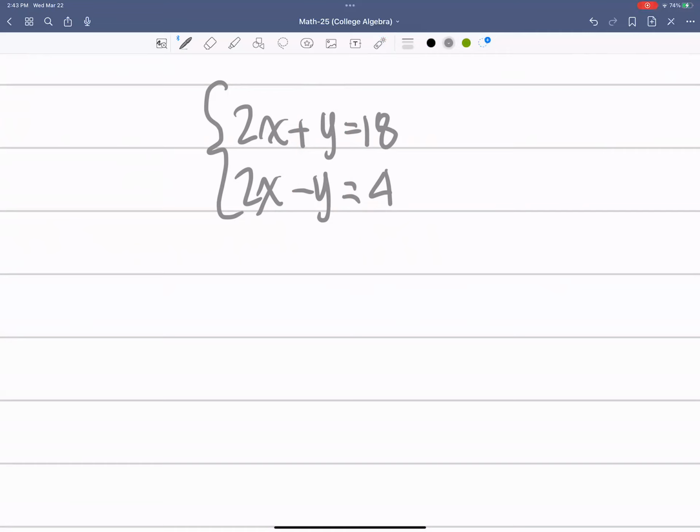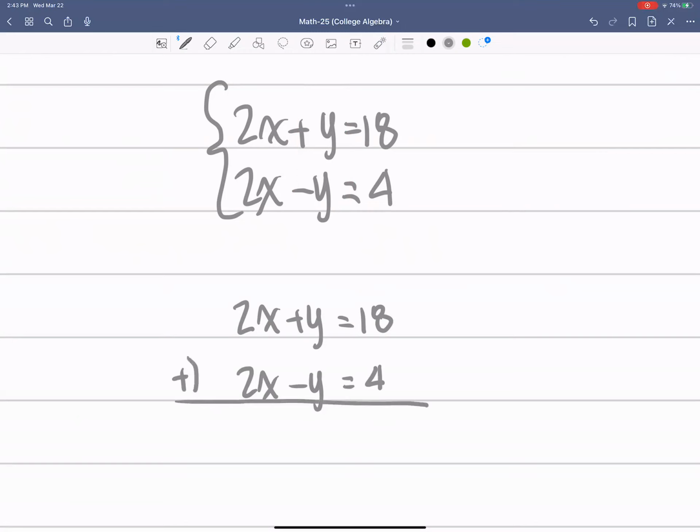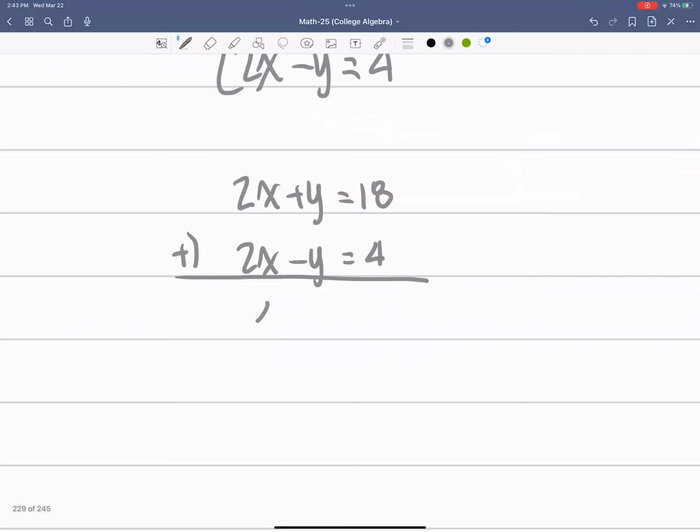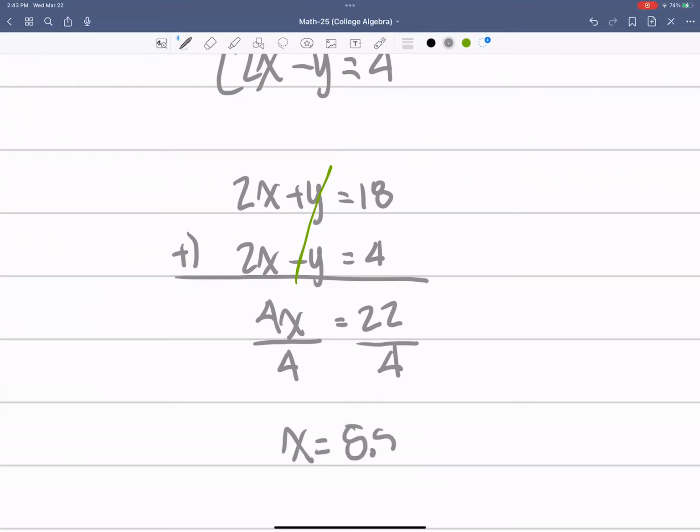I kind of like that. So let's rewrite this. 2x plus y equals 18. 2x minus y equals 4. Add those two equations together. We have 4x. The y's subtract out, and this is equal to 22. Divide both sides by 4. We get x is equal to 11 over 2, or 5.5.